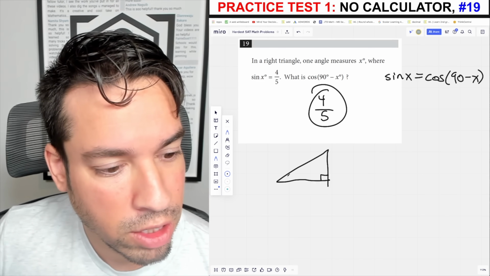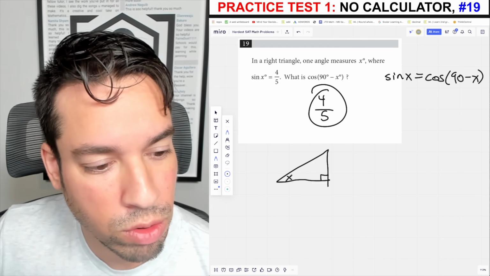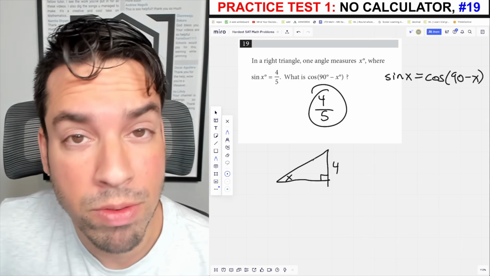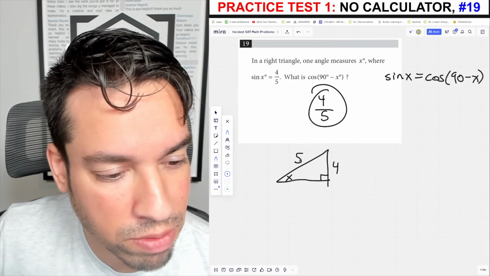And let's say here's angle x. So if they're saying sine of x is 4/5, what I would do is say the opposite side is 4. Just designate the opposite side as 4. It doesn't matter. It could be 40 and this could be 50, but let's just keep it simple. 4, and the hypotenuse would be 5.